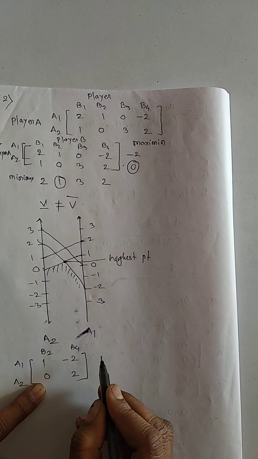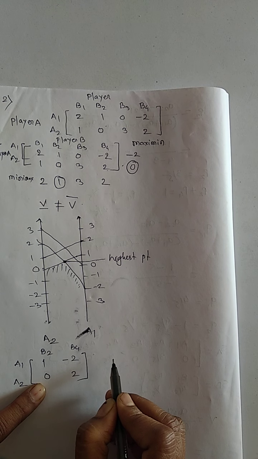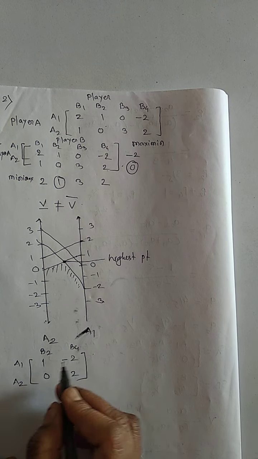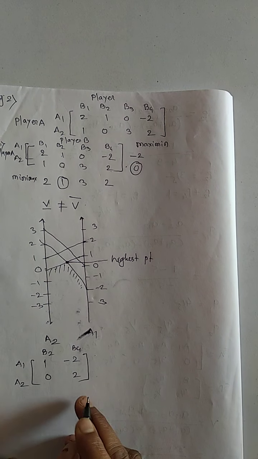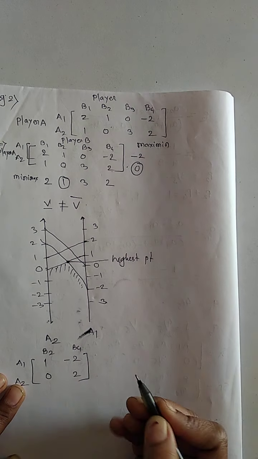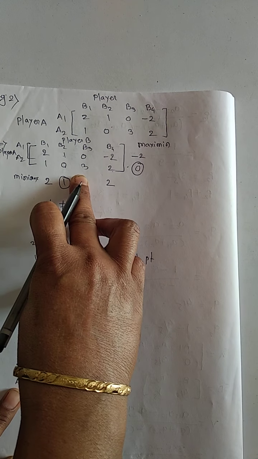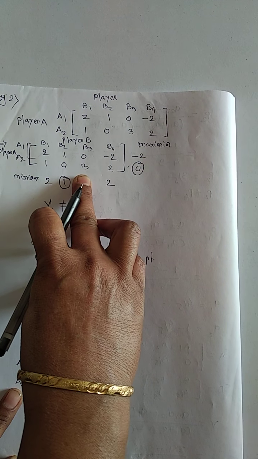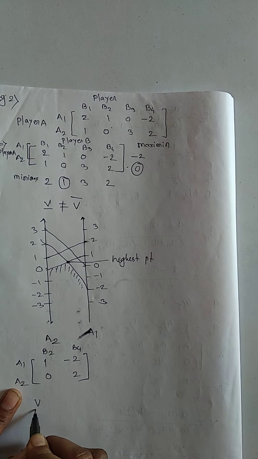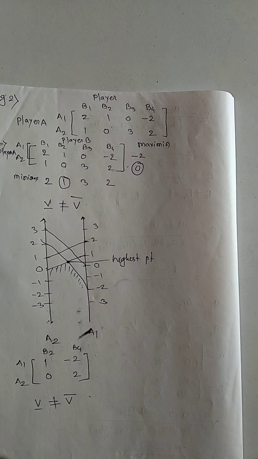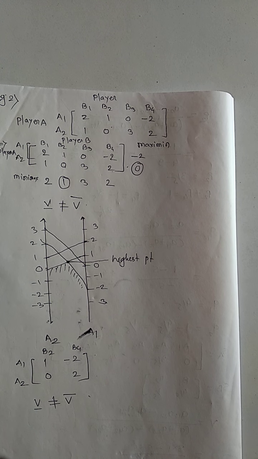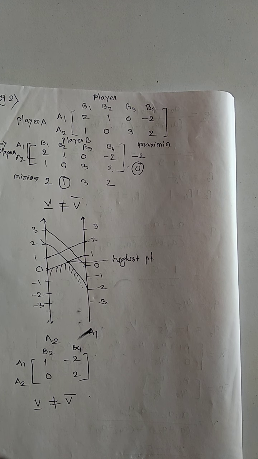Given the payoff matrix, find maximin and minimax. Maximin is 0. Maximin is not equal to minimax. Therefore, the given problem is solved by the without saddle point method, or mixed strategy method.